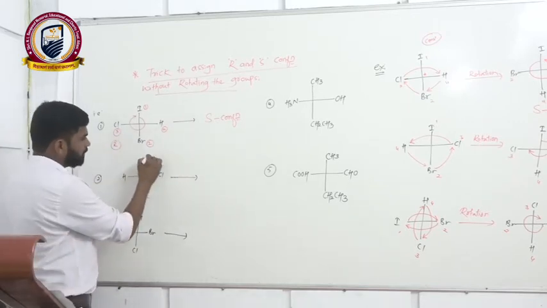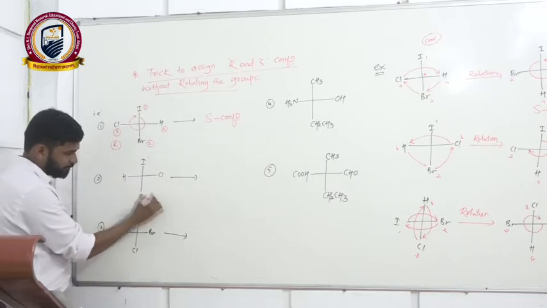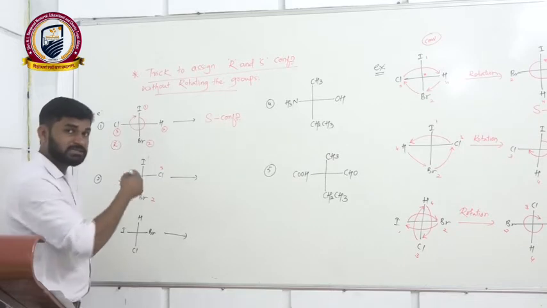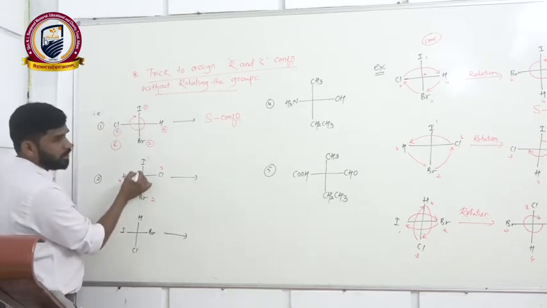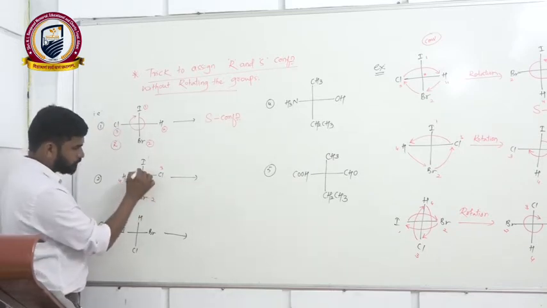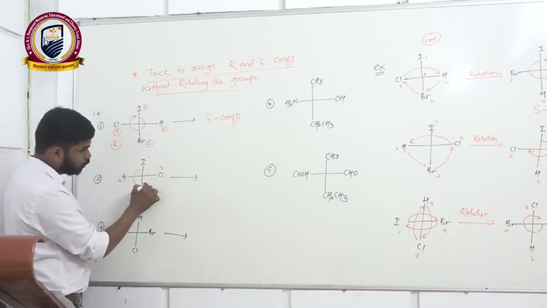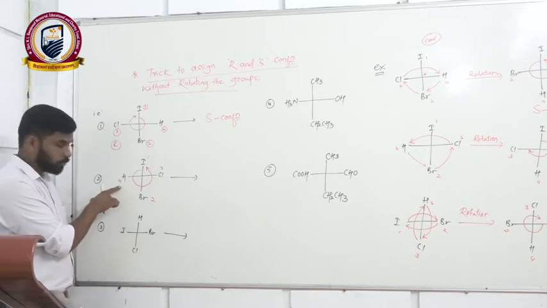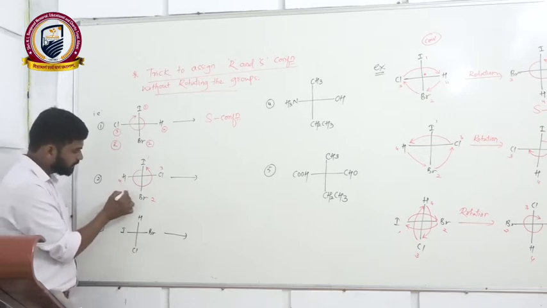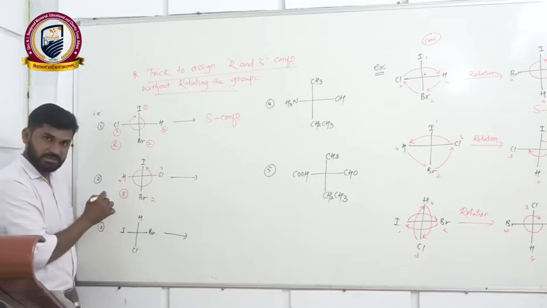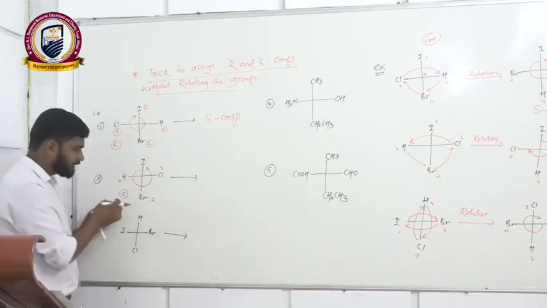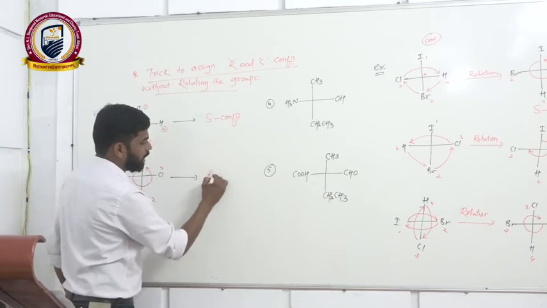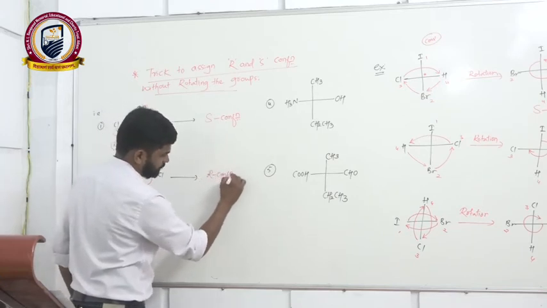Coming to this one, give the numbering: first priority, second priority, third priority, and then fourth priority. Start the rotating. So when you are rotating here, 1, 2, and then 3. What type of rotation is it? Without keeping the lower priority group at the bottom, it is giving us S configuration. So without rotating the groups, it is giving us S configuration. What we have to write? Opposite to that, R configuration. Am I correct?